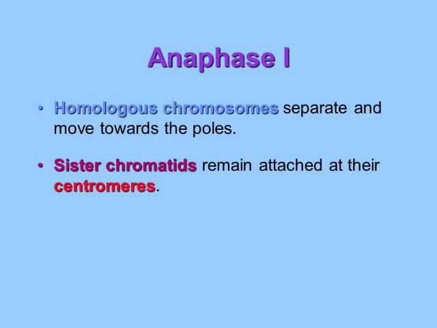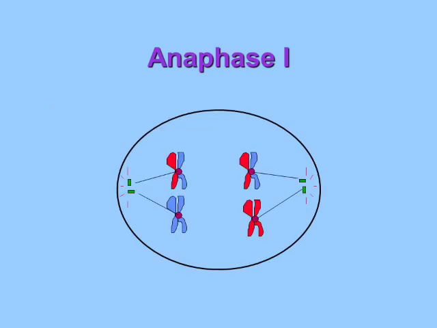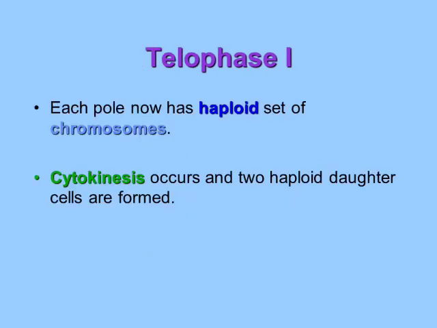Anaphase I, homologous chromosomes separate and move towards the poles. Sister chromatids remain attached at their centromeres. Anaphase I involves separating the chromosomes to the opposite poles, still attached to the microtubules of the cell. Then telophase I, each pole now has the haploid set of chromosomes. Cytokinesis occurs and 2 haploid daughter cells are formed.